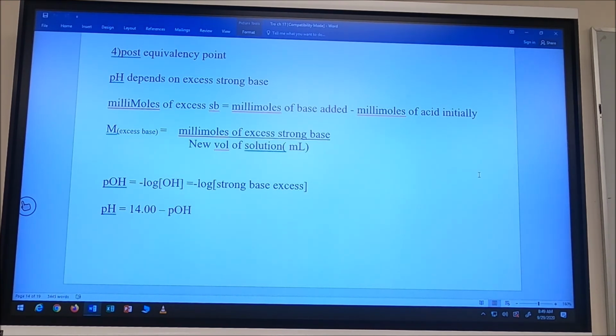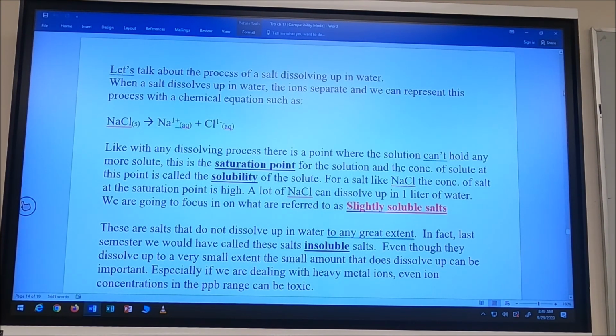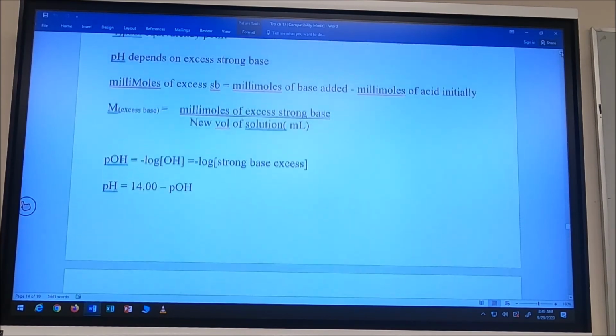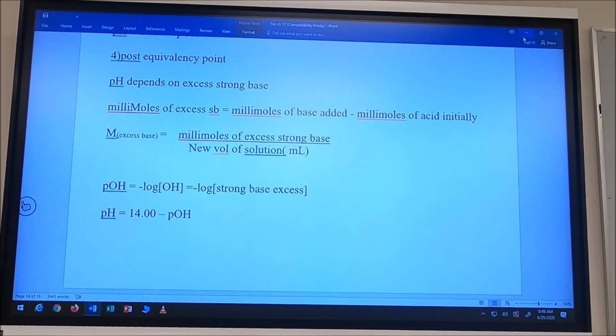Okay? So now it's time to do an example problem. All right? And when we do this example problem, we'll be done with our acids and bases, and we'll start talking about slightly soluble salts.